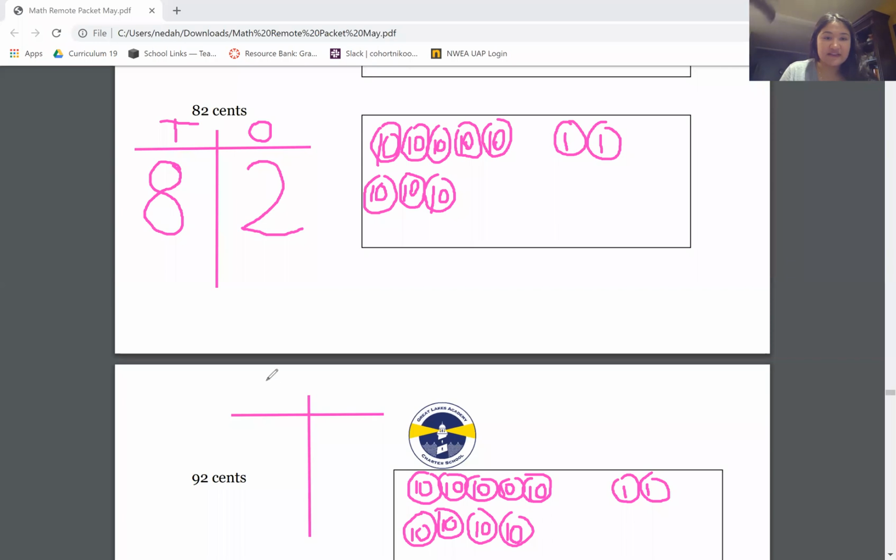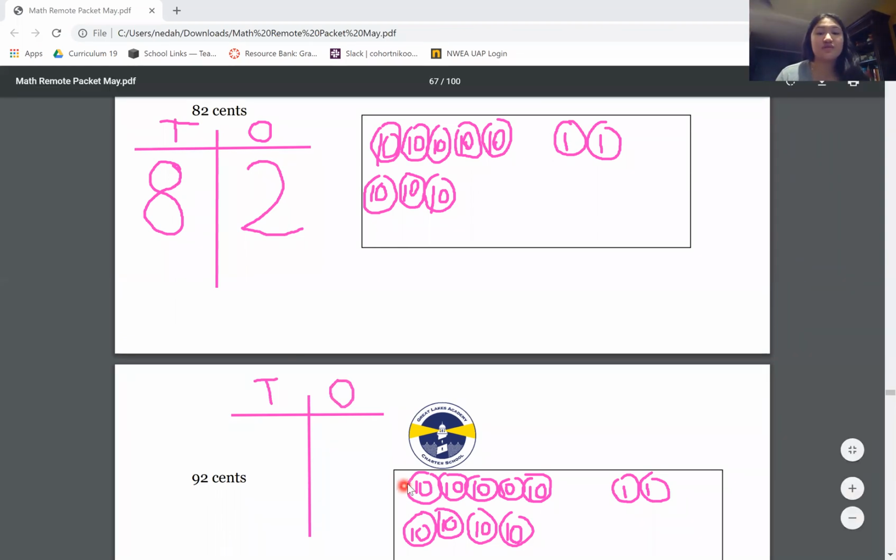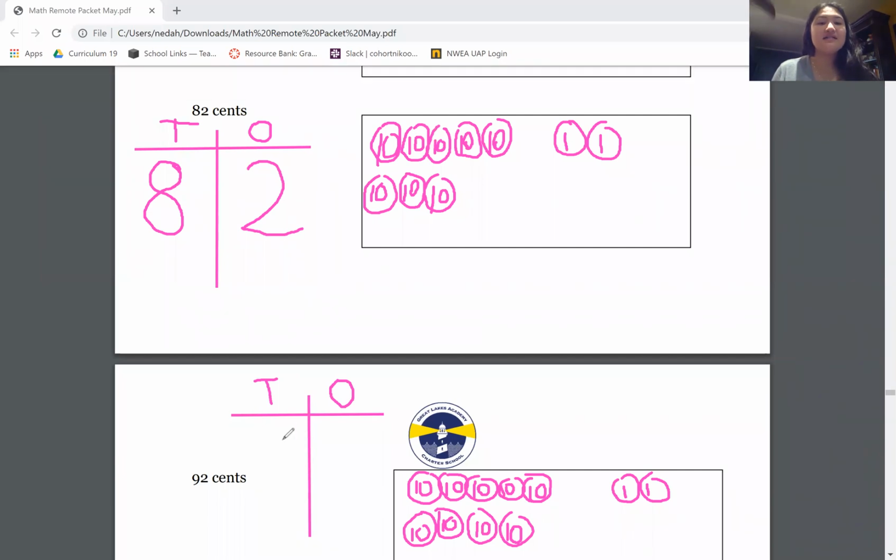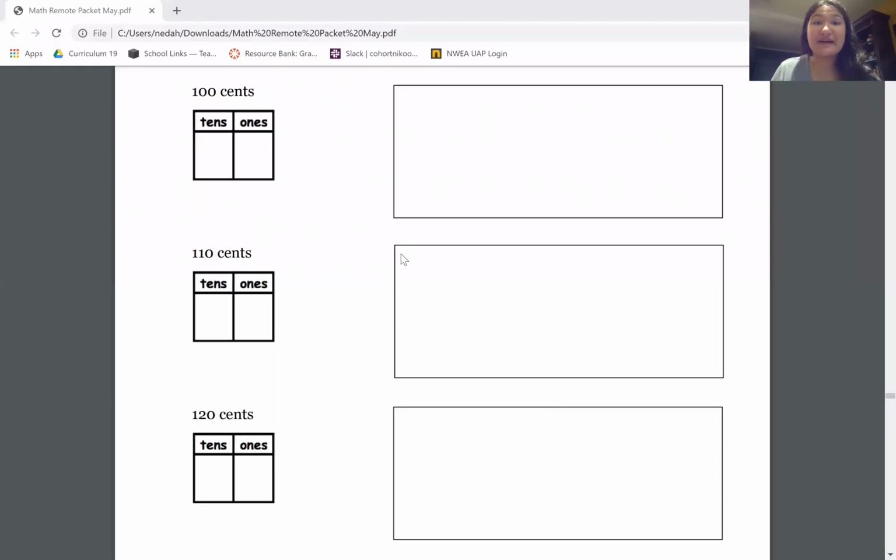Then you label it T on the left side for tens and O on the right side for ones. Let's count how many tens or dimes we drew to show 92. We have 1, 2, 3, 4, 5, 6, 7, 8, 9. So 9 is going to go in the tens column. And 2 ones is going to go in the ones column. Nice job, scholars. The numbers keep getting bigger and bigger.